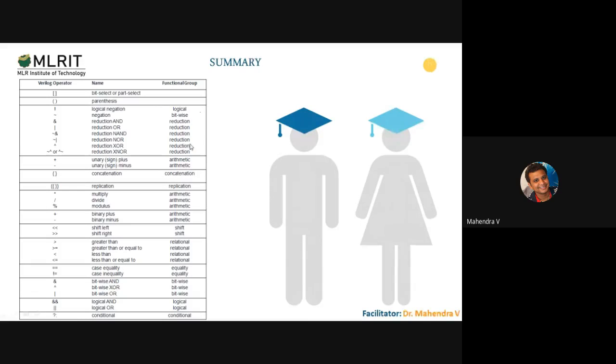Bitwise operators, reduction operators, arithmetic operators, concatenation operator, duplication operator, shift operators, bitwise operators, equality operators. Now this is the summary of all the operators we could use in Verilog HDL to describe the behavior of digital systems. Okay, now I will stop with this here. Now let us see some programs.